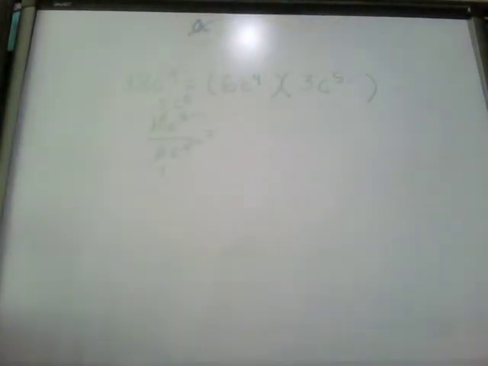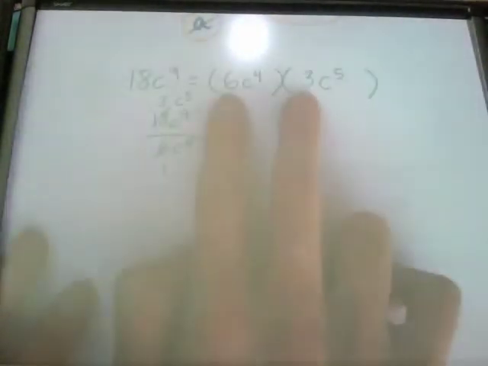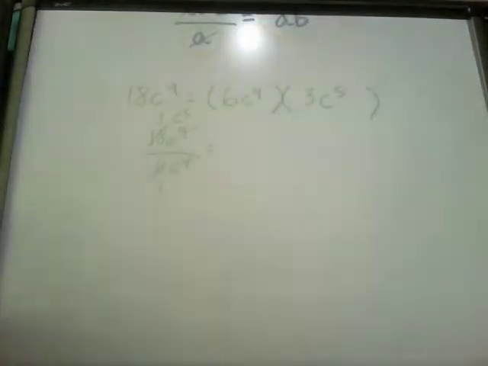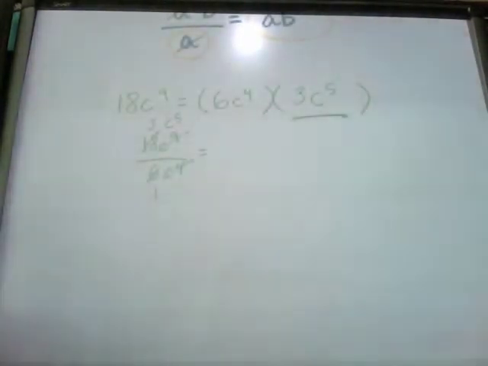There's my second factor. How do you know if you did it right? Well, you could multiply these. 6 times 3, 18, c to the 4th times c to the 5th. When I multiply the same base, I add the exponents. So this missing factor we found.